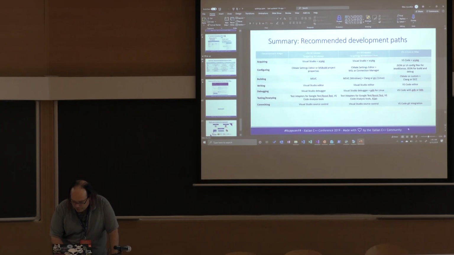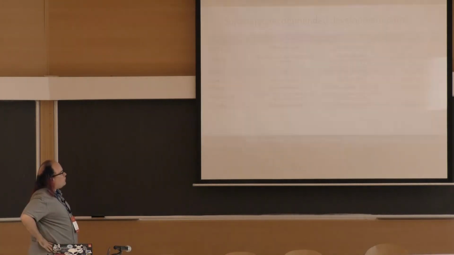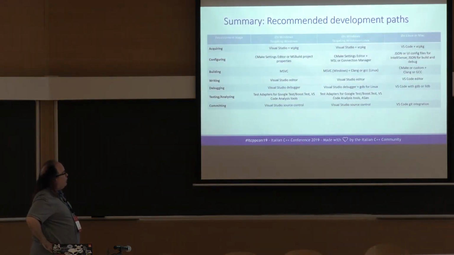So this is kind of some of our viewpoints on this stuff for cross-platform development. If you're on Windows and you're targeting Windows, we believe that Visual Studio is the best environment you can use on Windows for developing targeting Windows. And you can use CMake or MSBuild. We think that on Windows, MSVC is the best compiler to build binaries for Windows. So we highly encourage you that if you can, use MSVC for producing Windows binaries.